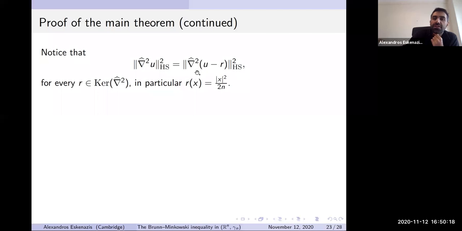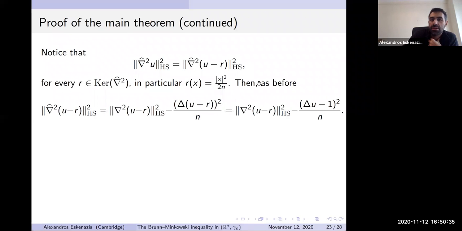Okay, so since you can write this identity for every r which belongs in the kernel, you can in particular write it for this function, which is x squared divided by 2n, since the Hessian of this function is the identity divided by n. And notice that also the Laplacian of this is equal to 1.